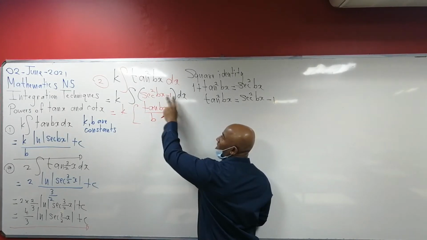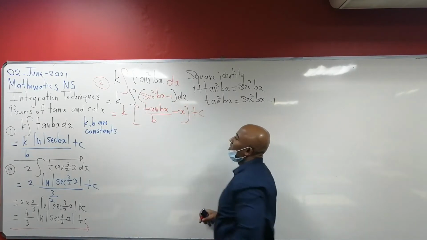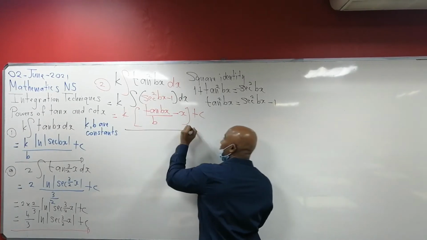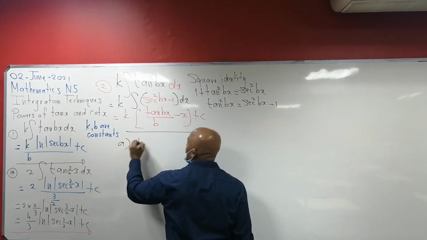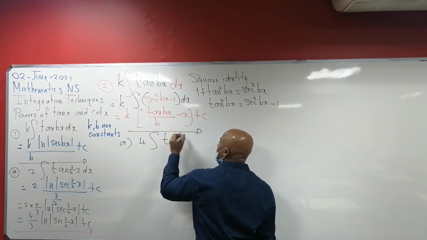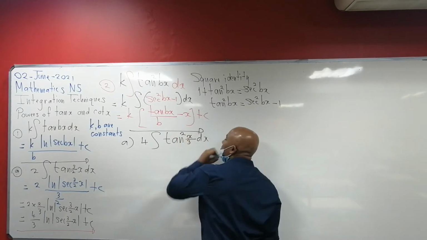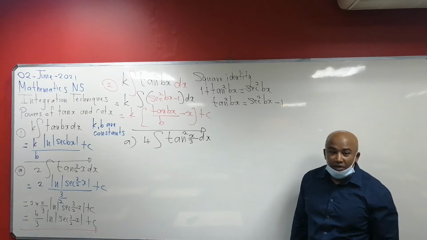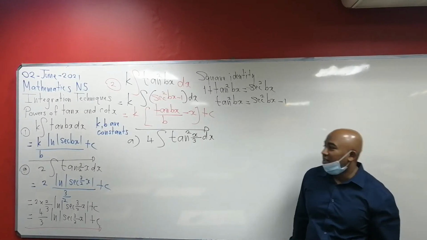Here we're integrating minus 1 with respect to x. That's minus x plus c, and you're done. Right, so it's just a standard square identity here. Whenever you see tan squared, replace it with sec squared minus 1 first, and then integrate.